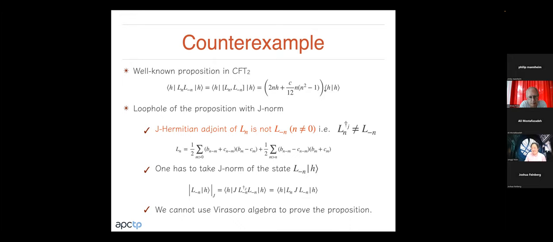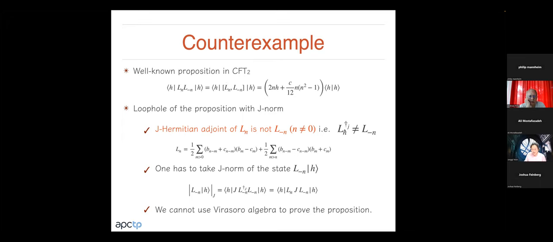Here is the slide. This is the usual proof of the theorem. You are interested in the norm of this descendant state, and you consider this inner product and, using the Virasoro algebra, you obtain this expression. When the central charge is negative, for sufficiently large n, this is negative, so this descendant has negative norm. That is the usual proof of the theorem.